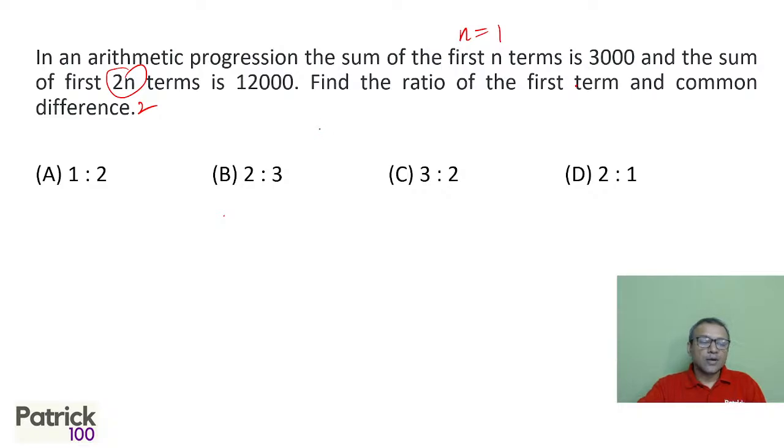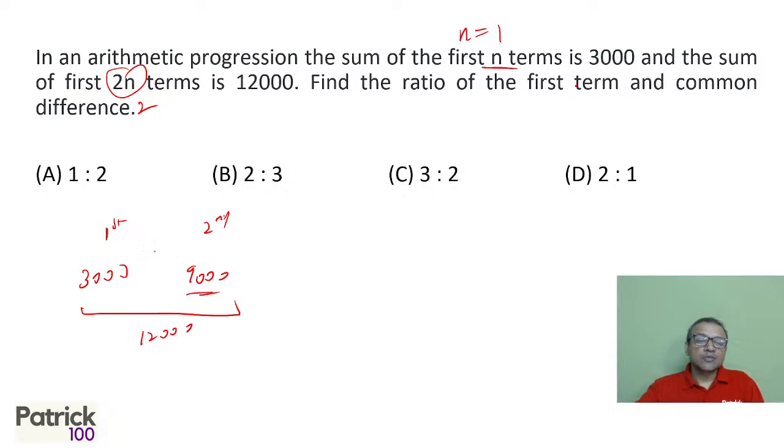Okay, let's solve this. If I put n equal to 1, that means the first term will be 3000. And if I put n equal to 2, the sum of two terms is 12,000. Which means the second term will be 12,000 minus 3,000, 9,000. The first term is 3000, and the common difference is 6000. So the ratio of first term and common difference is 3000 and 6000, which will give you 1:2, option A.